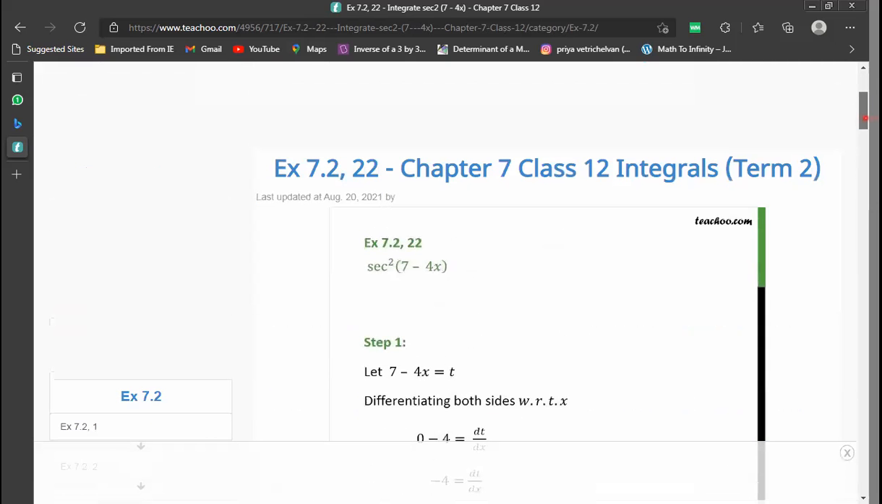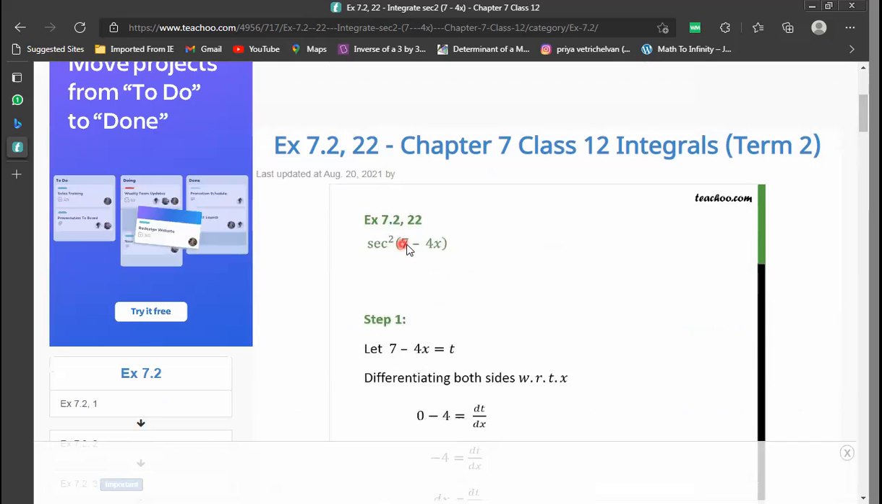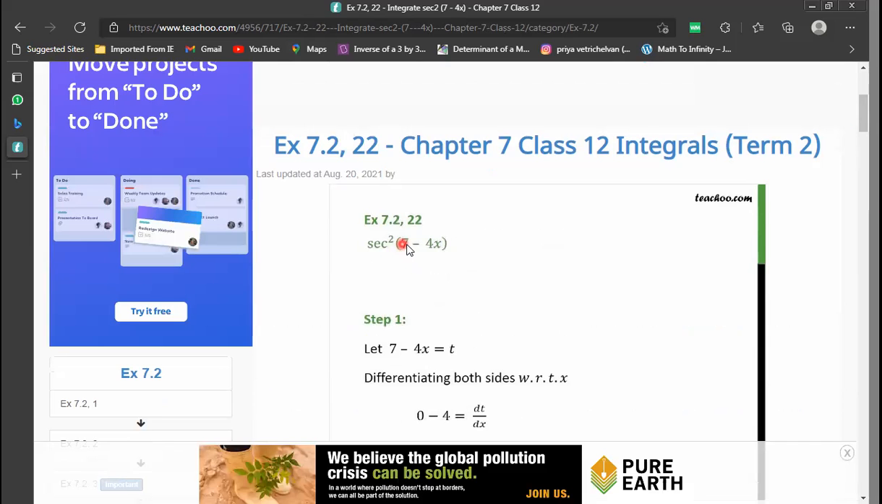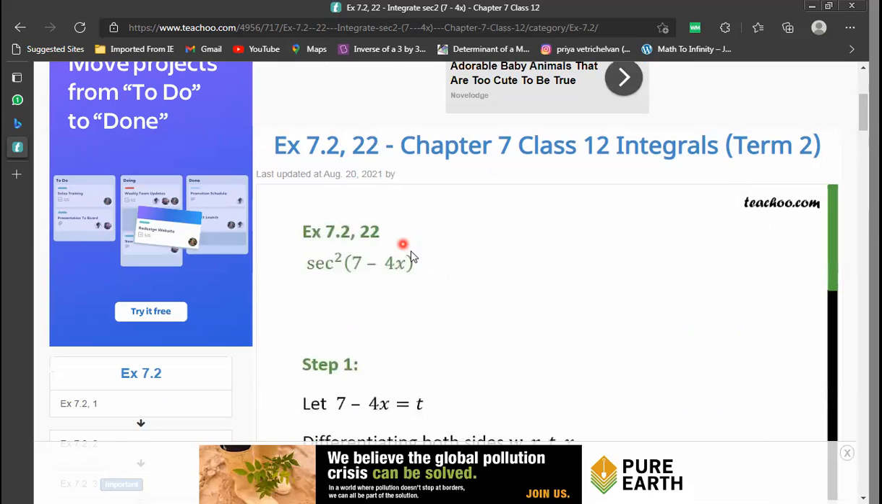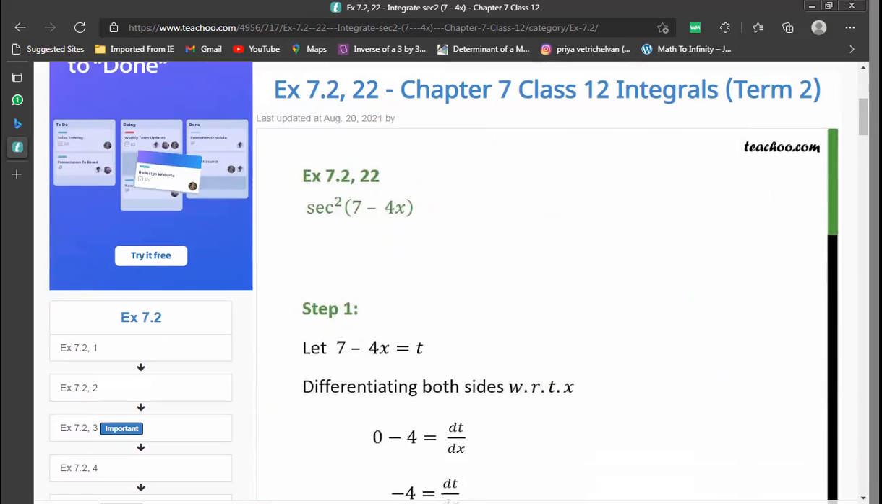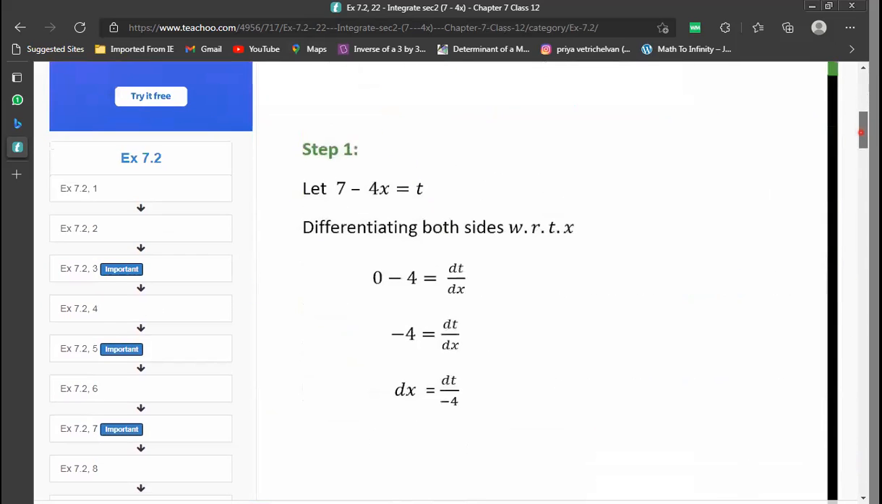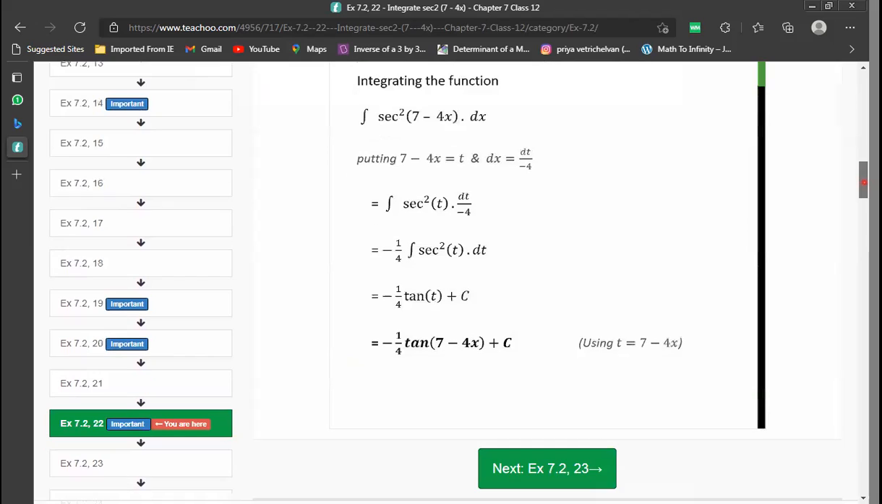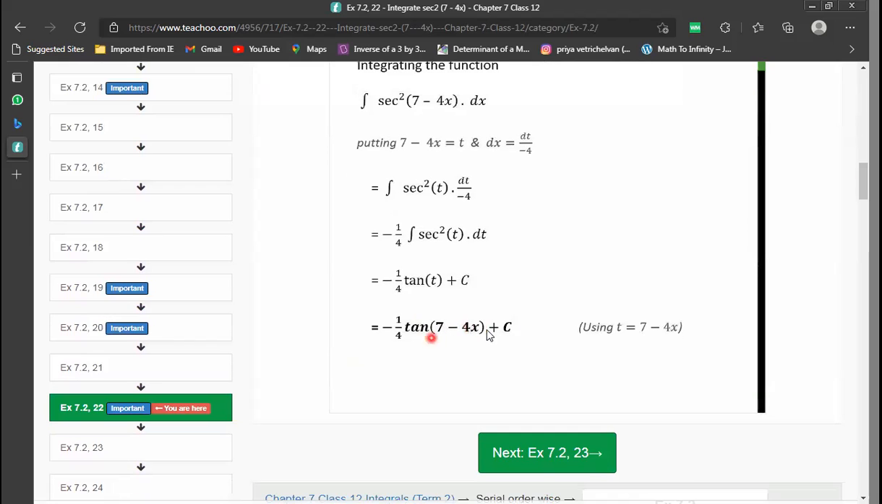This is also pretty easy. They just gave a partial part of question number 21: secant square of 7 minus 4x. You just have to assume the expression as the variable and do the substitution method. Then you use the integral of secant square theta. What is the integral of secant square? It's tan theta, isn't it? So you'll get the answer in terms of tan theta.